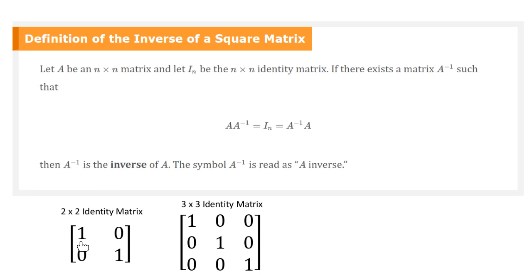What is the identity? The identity matrix is the matrix that has ones in the diagonals and zero everywhere else. For example, this is a 2 by 2 identity matrix, and this is a 3 by 3 identity matrix. So notice the diagonal has ones, everywhere else is going to be zeros.